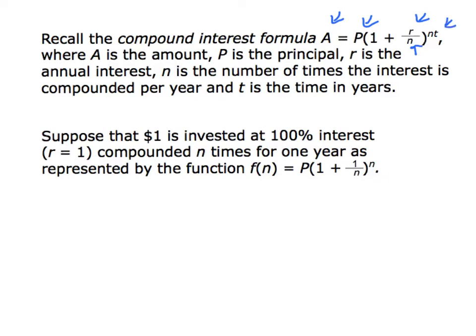Okay, so with that in mind, let's suppose that $1 is invested at 100%, which means R is going to equal 1, compounded n times for 1 year, as represented by this function right here. So we plug all those values in there. Now, I want you to pull out your graphing calculator and graph it. Okay, pause it now and graph it.